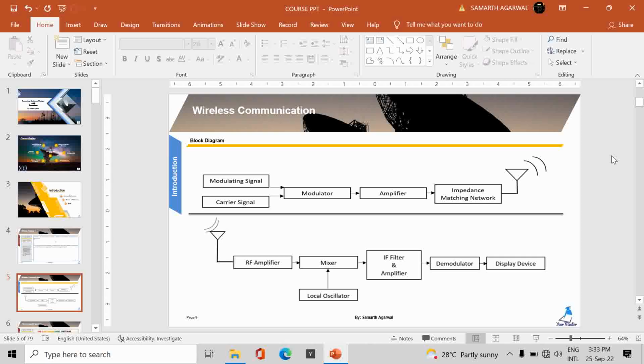And further the demodulator will take place, and the signal will be shown to the display device, or any other user device. So this is nothing but the full wireless communication block diagram, of transmitter and receiver simultaneously. It is a very rough diagram.